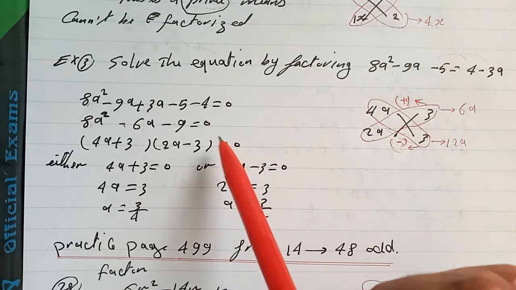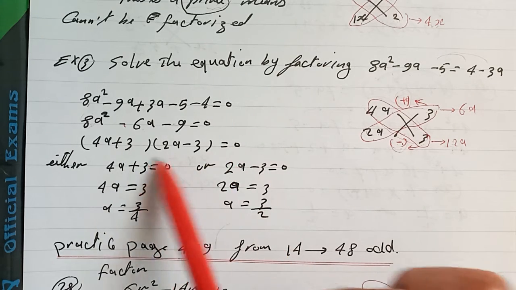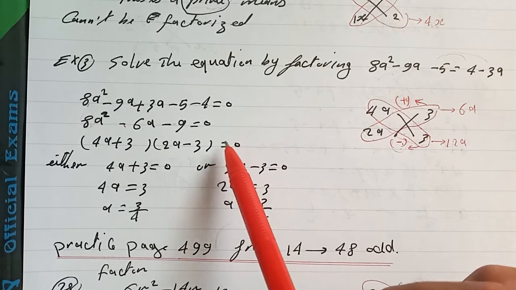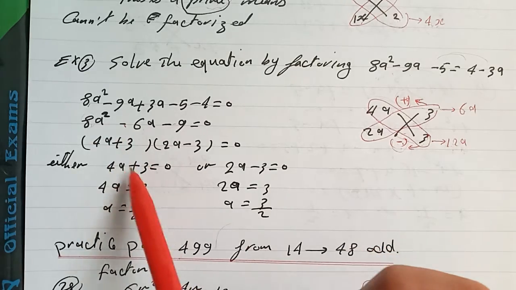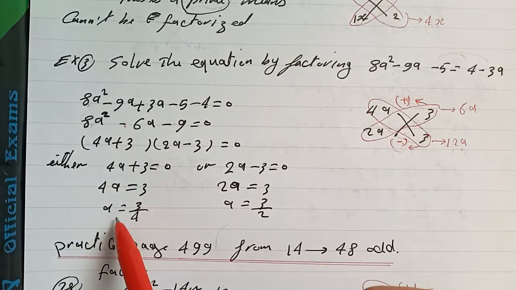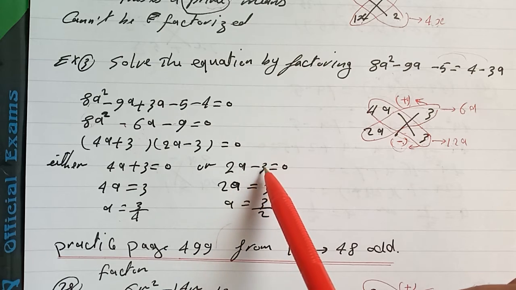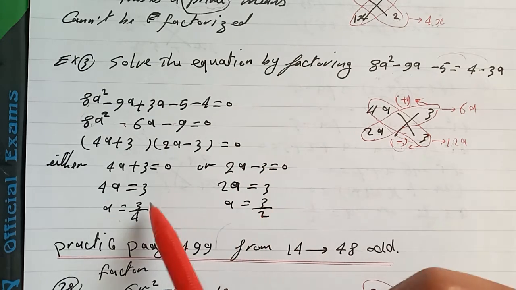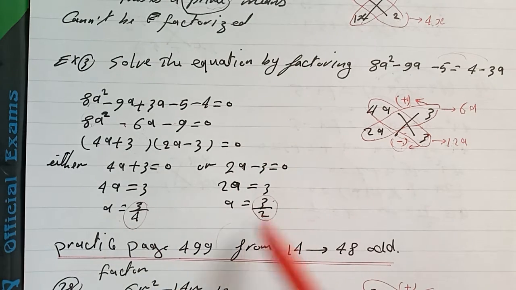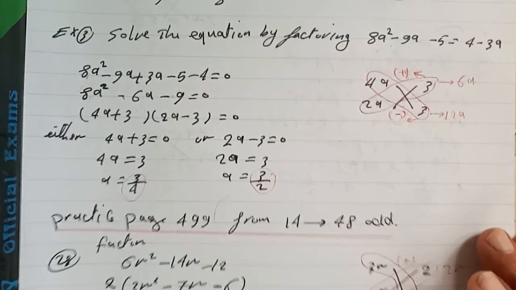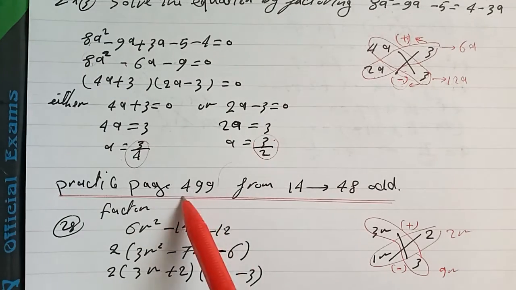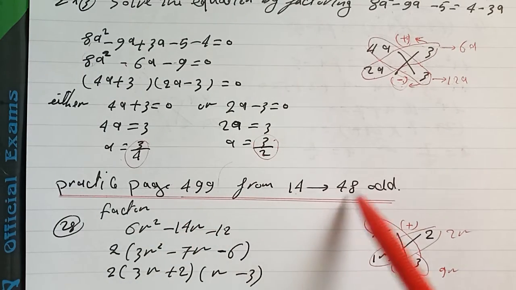Now, since you are using this factorization to solve the equation, it's now a zero equation. So either the first bracket equals 0 and then you can get the a, or the second bracket equals 0, so you can get the a. So these are the two values of the a.